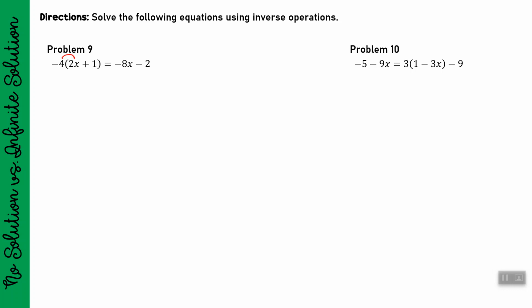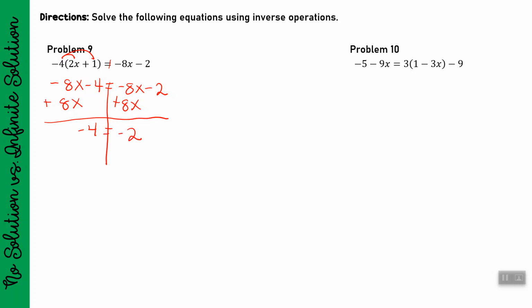So first I'm going to simplify. I'm going to go ahead and distribute here. So I get negative 8x minus 4 equals negative 8x minus 2. Again, I like doing the variables first. So I'm going to go ahead and add 8x to both sides. Well, negative 8x and positive 8x, I have that exact same thing twice. Those are going to eliminate. So right now I have negative 4 equals negative 2.